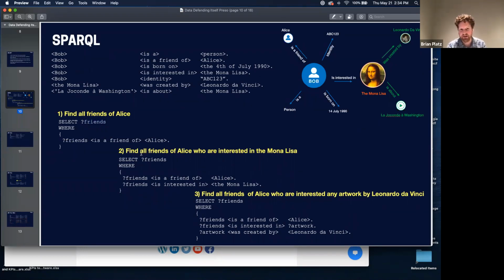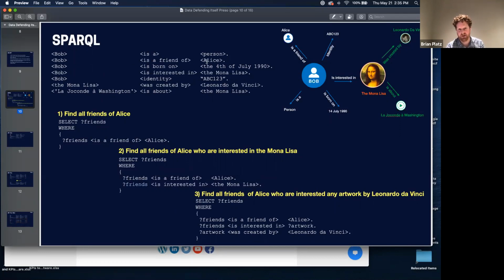If I wanted to do something like, say, find all the friends of Alice who are interested in the Mona Lisa, I can just start adding statements to my query. So the first statement is identical, right? I want to find friends who are a friend of Alice, but then this friend must also match the next statement, which means the friend must also be interested in the Mona Lisa. And I see up above in the data set, I have that match.